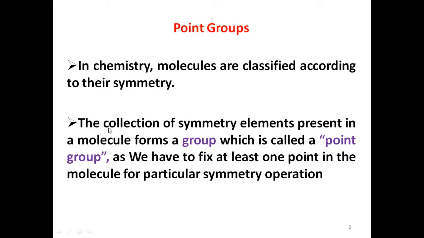And you can see the collection of the symmetry elements present in the molecule actually forms a group. Say the molecule has a C2 axis and a vertical plane, so C2v is a group, right? This set of symmetry elements forms a group, and this group is called a point group. Now why do we call it a point group? Because we have to fix at least one point in the molecule for a particular symmetry operation. For example, if I'm doing a C2 operation, you have to fix an axis through the molecule; if you are applying a sigma plane, you have to fix a plane in the molecule, right? That's why we call this group the point group.